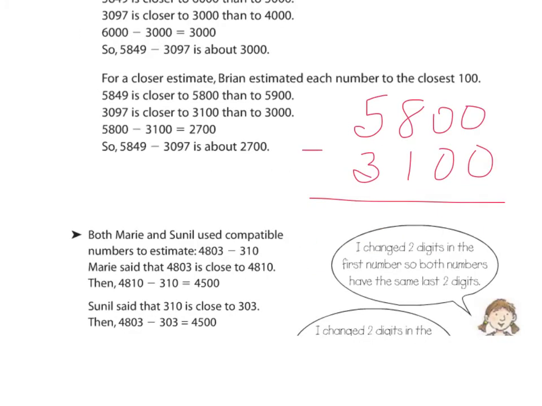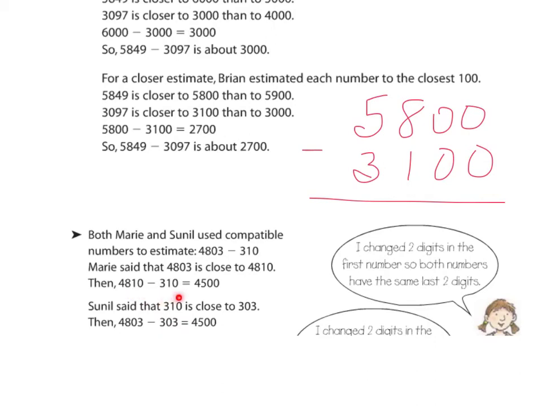All right, and next we have Marie and Sunil, who are using compatible numbers to estimate. They're estimating 4,803 taking away 310. So Marie said 4,803 is close to 4,810. And then she just subtracted 310 from it to make it 4,500. Sunil said that 310 is close to 303, and he left this number the same. And because you'll notice they both end in 03, that makes these really easy to work with.